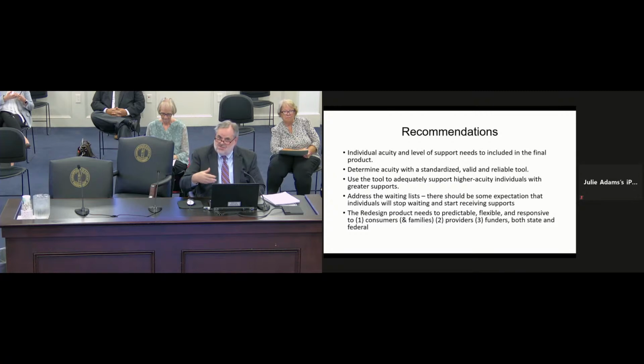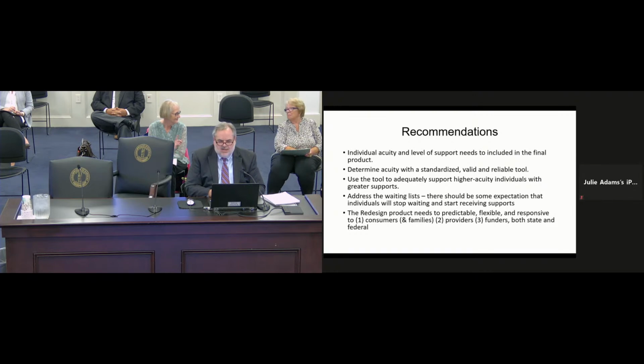SCL has an acuity base: people with greater needs move to the top of the list. Michelle P. does not have that. It's chronological. If you got on the list early on, you're in the pool. If you're not, you're going to wait a long time to get those services. Is there a way to address those waiting lists to give people an expectation that there's some hope of getting services as opposed to waiting for a long period of time? Some expectation. How do you do that?